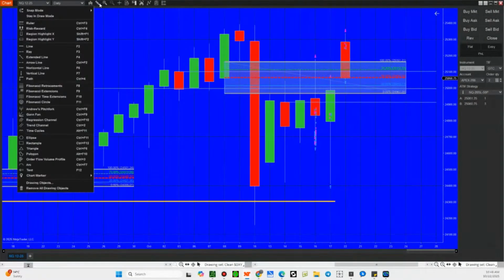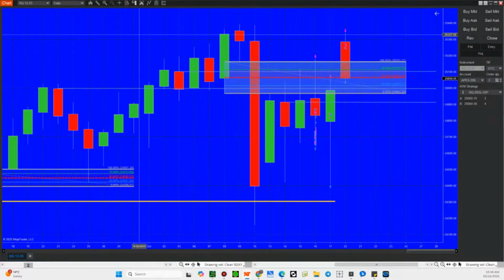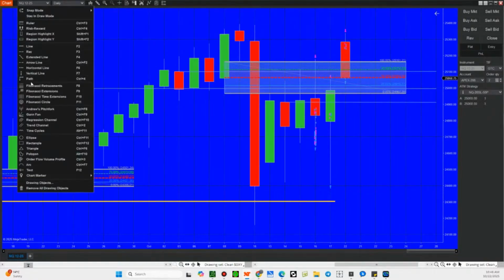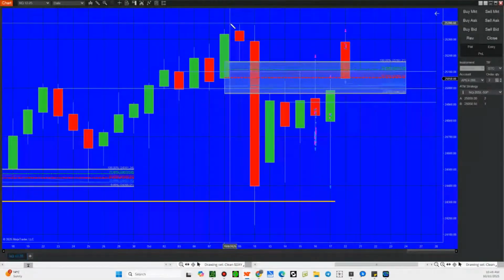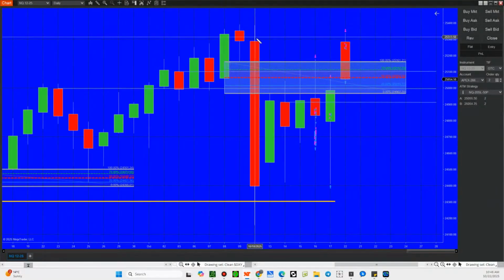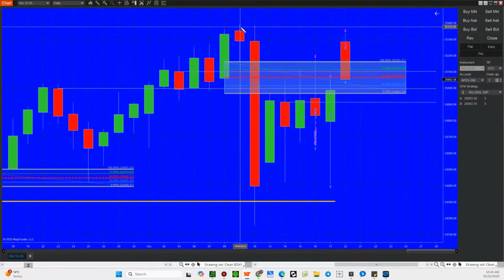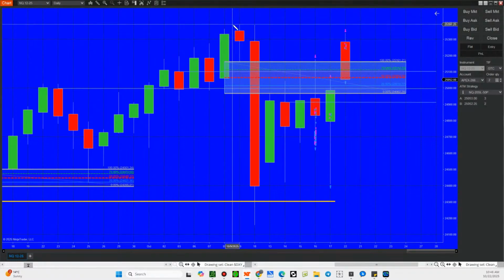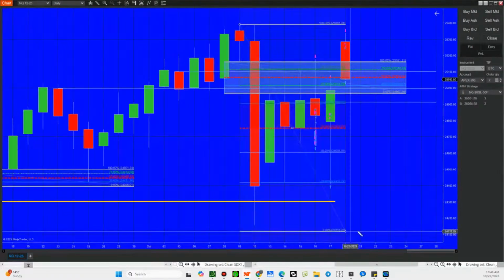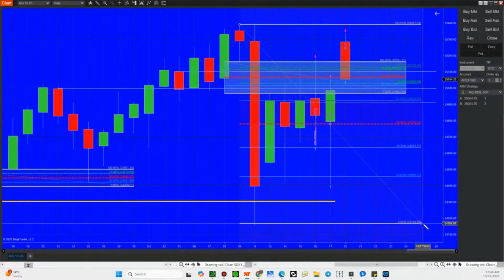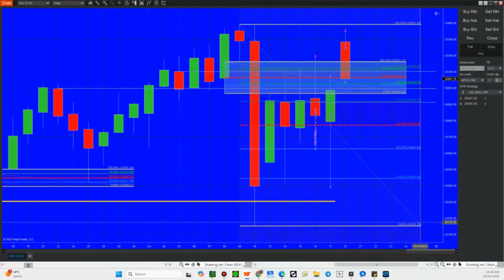So let's use the Fibonacci here to see where we are compared to the entire range, because we're still inside that big range. Remember that Friday, I believe Friday the 10th, we had a big drop. So we're still inside that range, guys. Still inside of it. So this is where we are right now. We're still in the premium.